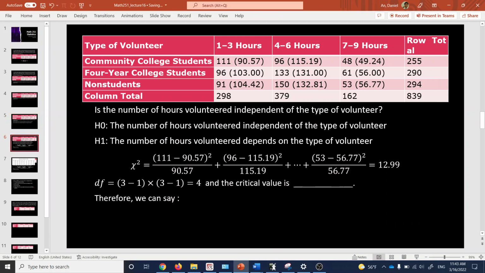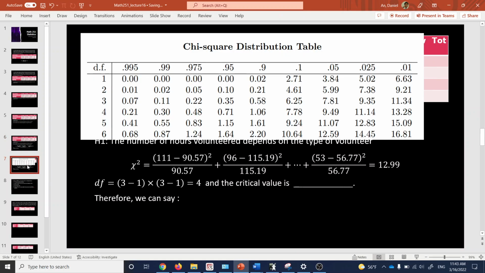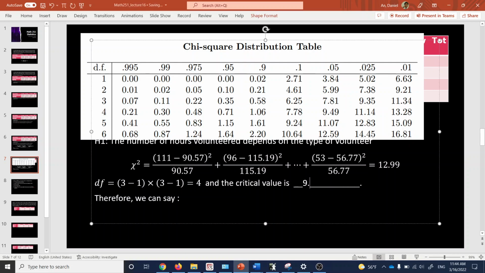Okay, so if you know that we're using 5% significance level, then we go to the 5% significance level with 4 degrees of freedom. So what's the value? It's this value right here, right? 9.49. So we see that it's 9.49.